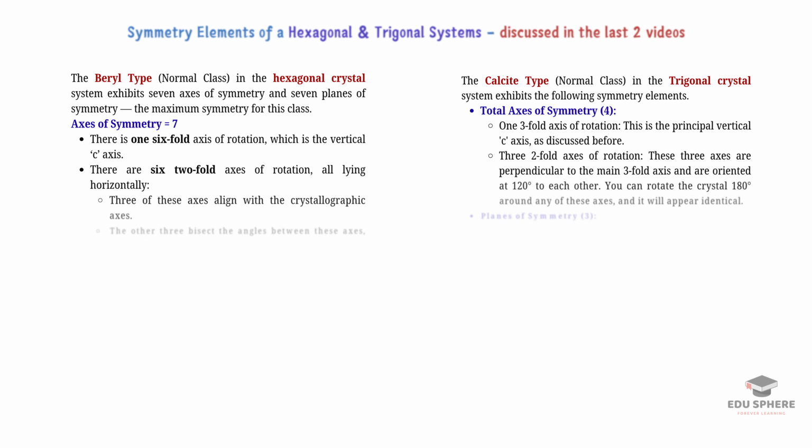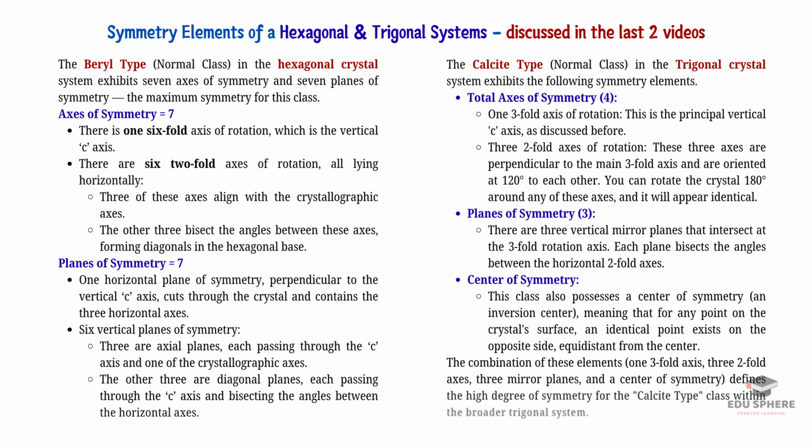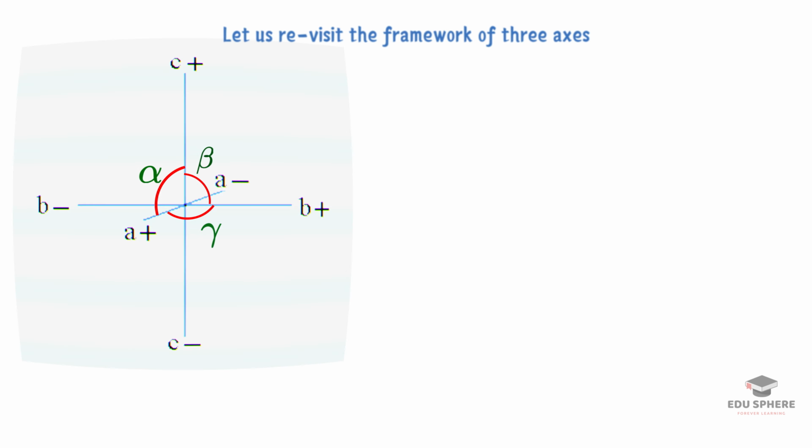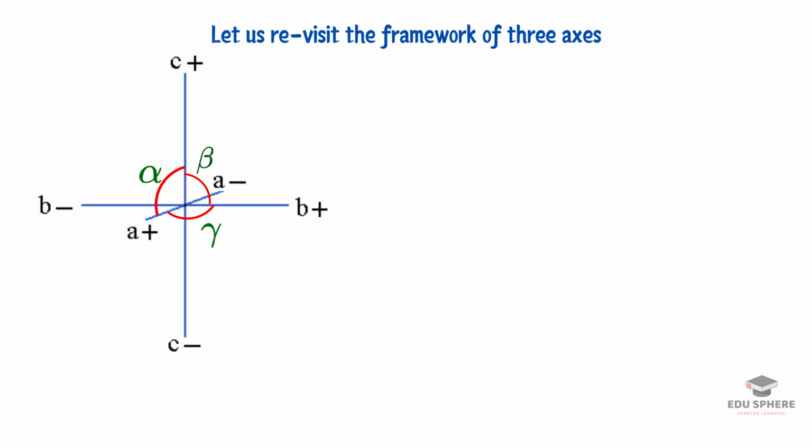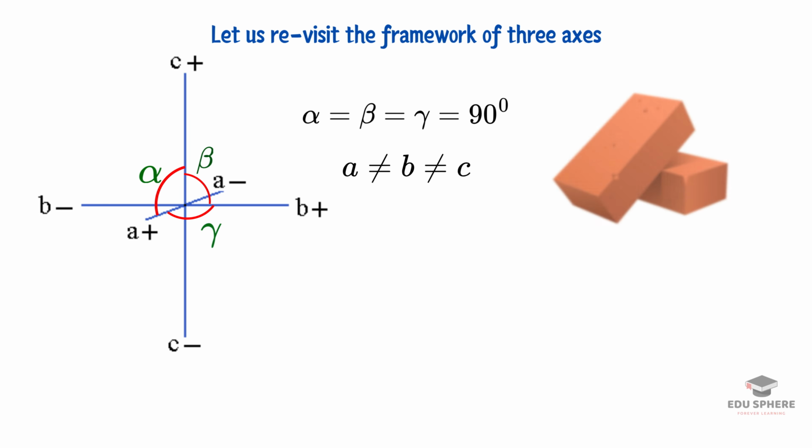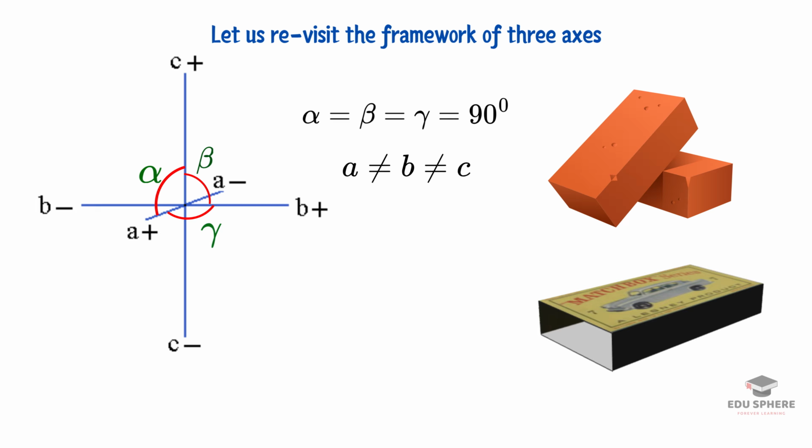In the last two parts, we explored the complex world of crystals built on 4 axes. Now we are going to simplify things again and go back to a framework of 3 axes. But this time, we are going to break another rule of symmetry. What if you have 3 axes that are all at 90-degree angles, but they are all different lengths? You get a shape like a perfect rectangular brick or a matchbox. You get the orthorhombic system.